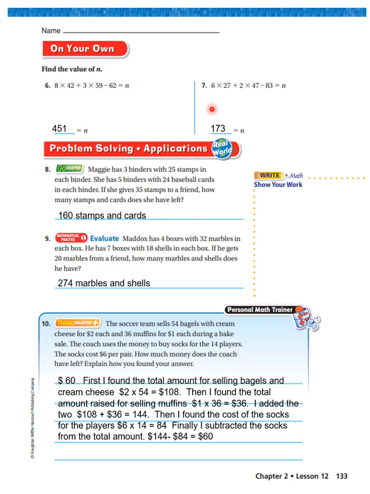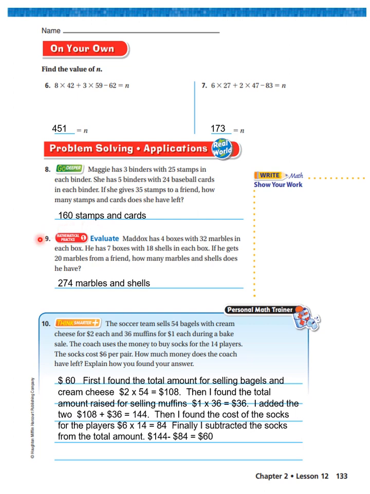All right? All right, number 8. Maggie has 3 binders with 25 stamps in each binder. She has 5 binders with 24 baseball cards in each binder. If she gives 35 stamps to a friend, how many stamps and cards does she have left? She has 160 stamps and cards left. First, you had to find out 3 binders with 25. Then you had to find 5 with 24. Then you had to subtract 35 to get 160.